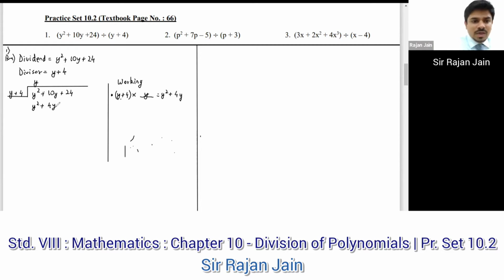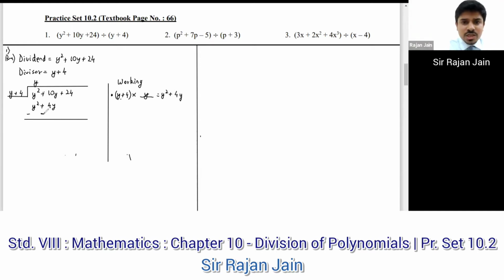Then you will leave one line. After leaving one line, you are supposed to draw a horizontal line. Okay, that line you are leaving in order to change the sign. Okay, whatever terms you have written on the second line, sabka sign change hoga. If it is positive, it becomes negative. If it is negative, it will become positive. So plus y square becomes minus y square, plus 4y becomes minus 4y.